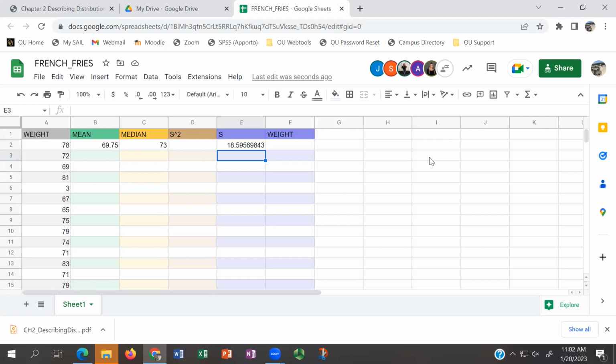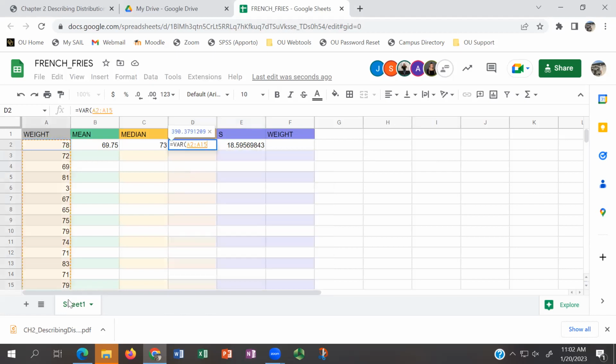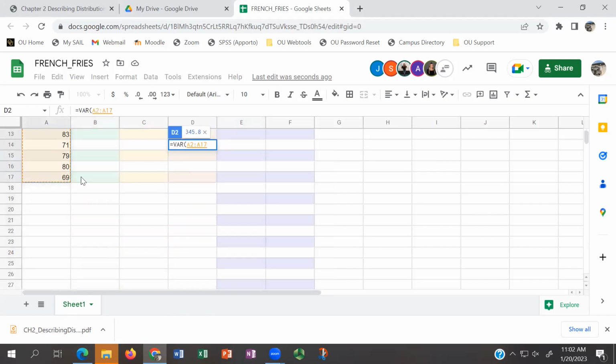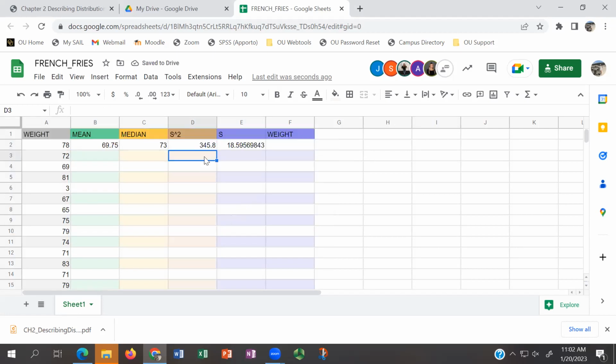How do I calculate variance? There are two ways you can do this. Either you can square that, or I think there's a command as well, VAR. It's 345.8 grams squared, which is kind of difficult for us to interpret.